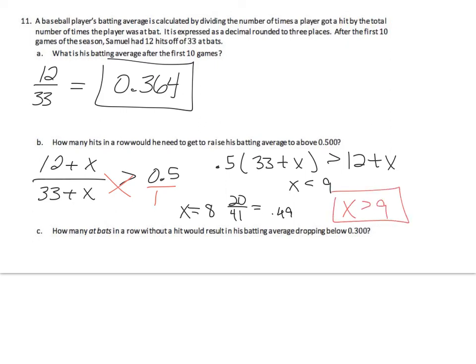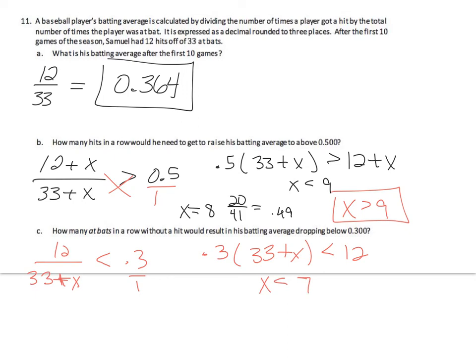All right, how many at-bats in a row without a hit would result in his batting average dropping below 0.3? So I've got 12, and I'm actually going to do just adding bats on the bottom. That means that this guy has batted, but he's not getting any actual hits. So that's my inequality. All right, cross multiply 0.3 times 33 plus x is less than 12. If you go ahead and solve this, you get x is less than 7.